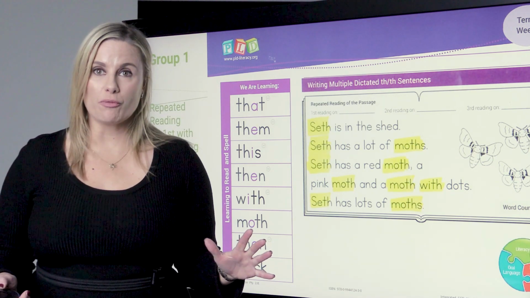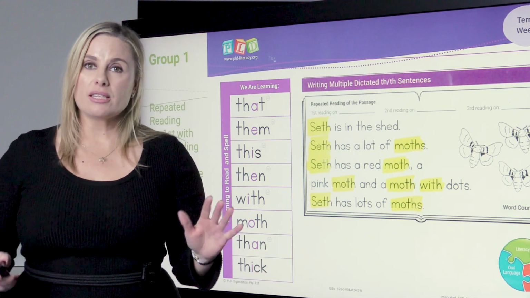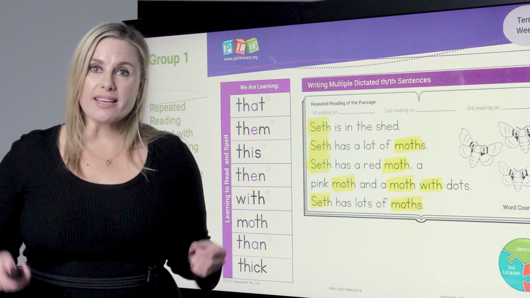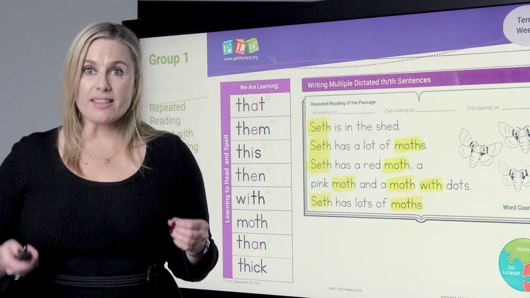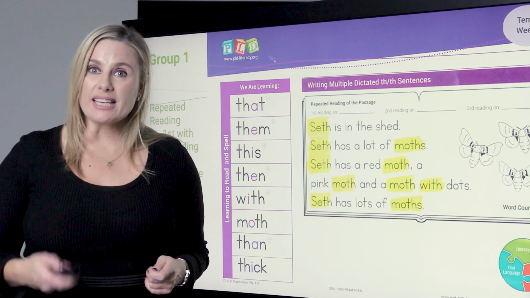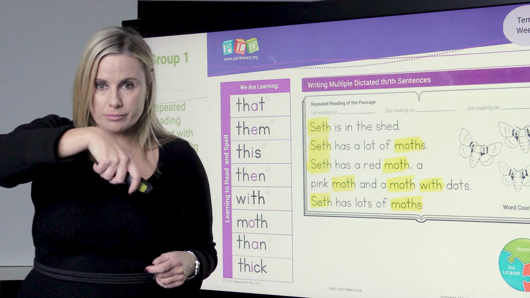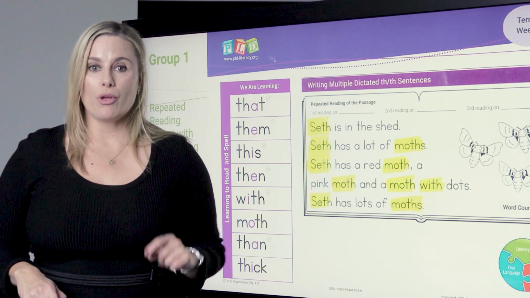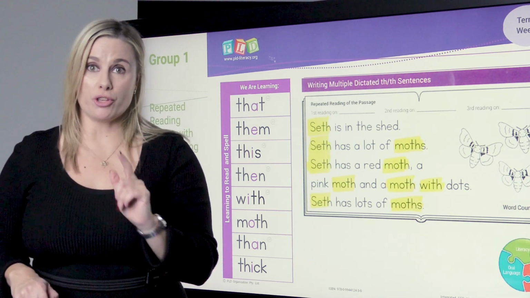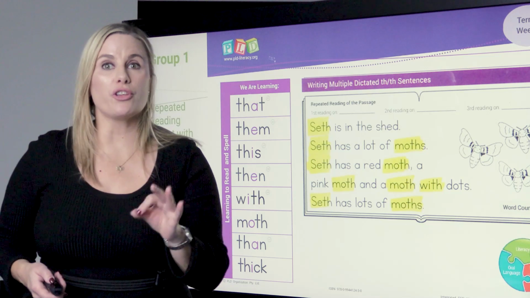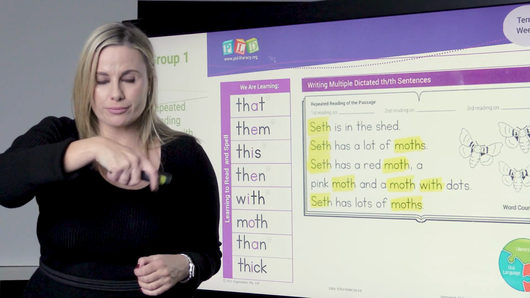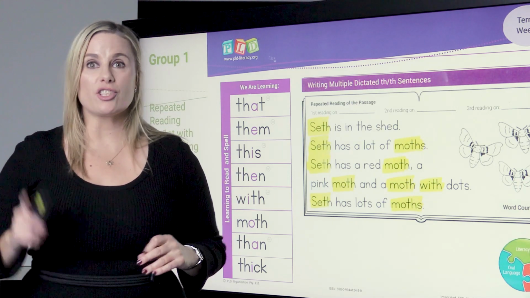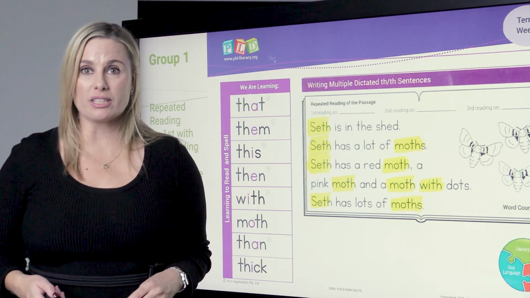You then remove the passage from view and now it becomes phonic dictation. Pencils down. Seth is in. What are you going to write? Seth is in. Go. The shed, full stop. What are you going to write? The shed, full stop. Go. Now pause. Let's edit as we go. We've got a capital letter for Seth. Do you have your full stop? Are you spelling your words correctly in context? Good.